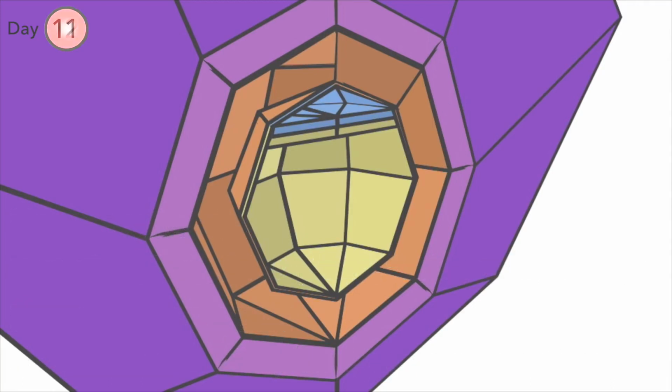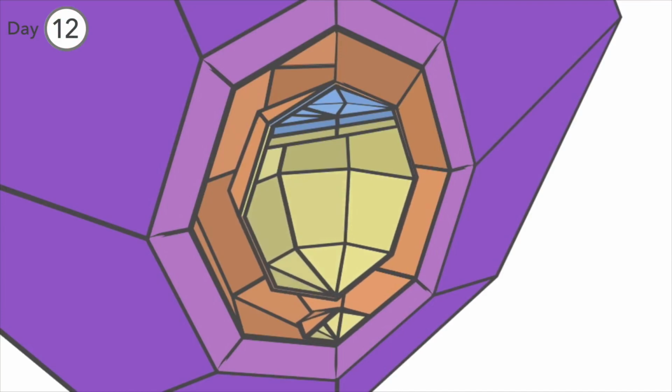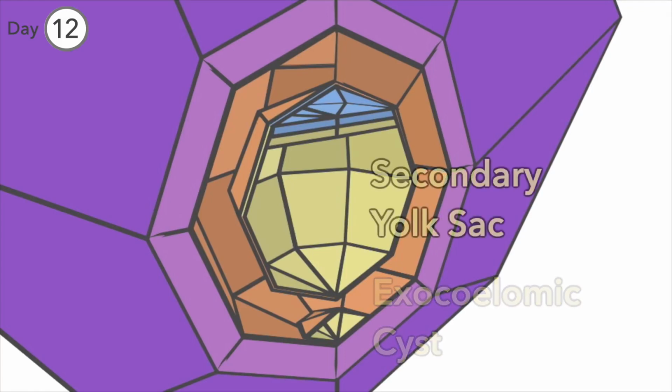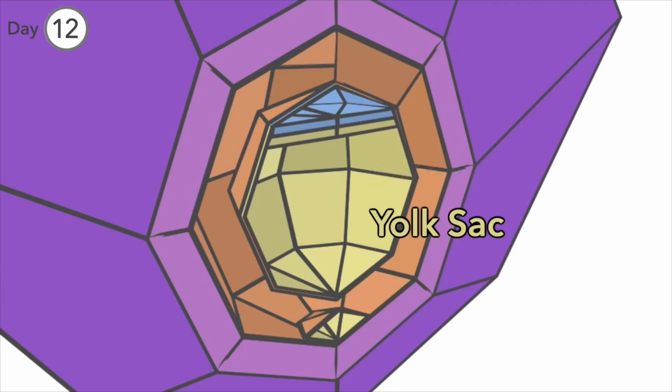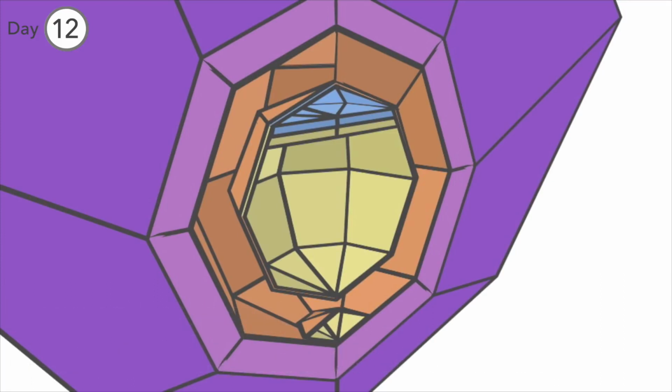Day 12. The yolk sac pinches off part of itself, leaving us with a remnant of the primitive yolk sac, the exocoelomic cyst, and the secondary yolk sac, which we'll from now on just call the yolk sac. Exocoelomic cyst means fluid-filled sac outside the main cavity. The main cavity being what we will now call the yolk sac.